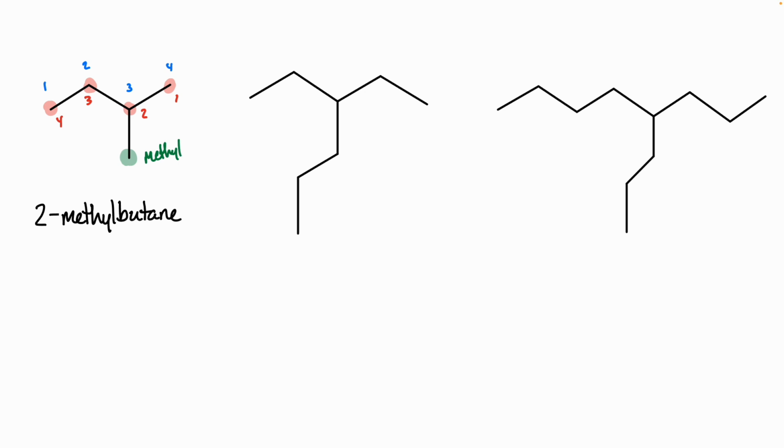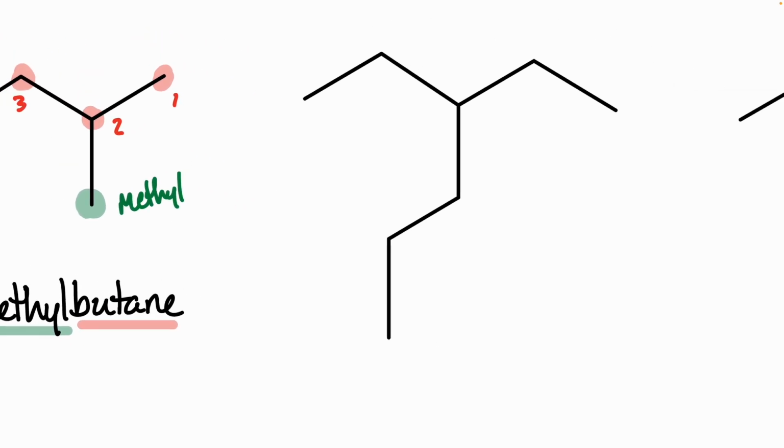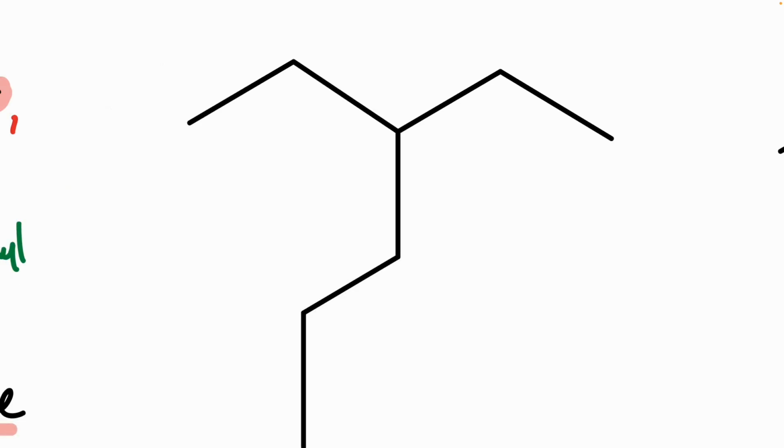So let's start going through these. For my first one, I found my parent chain, those 4 carbons, so it's a butane. I have a 1 carbon substituent, a methyl group. I numbered my parent chain in both directions, and I picked the numbering scheme that was going to put that methyl group on the lowest possible number, which is how I got 2-methylbutane. Okay? We're going on to our next example here.